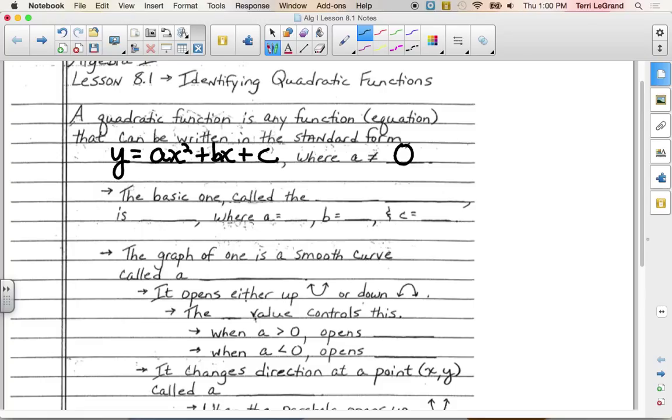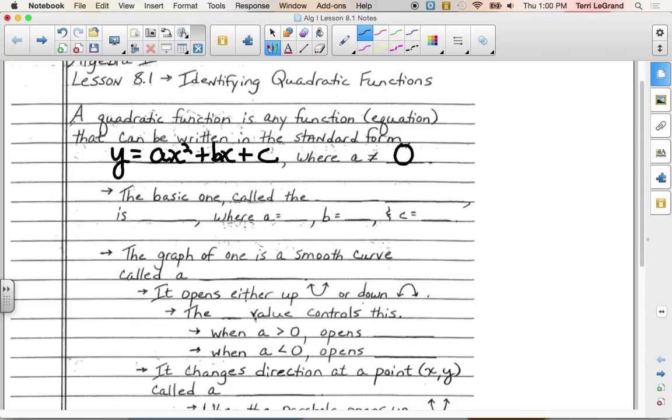I didn't make you SQ3R this one, so we have to do some thinking without, I'm going to guess most of you didn't read ahead. Why do you think a can equal 0, John? Because anything times 0 is 0. Okay, so if we took an x squared times 0, we would get 0, John says. Well, if you have 0 plus bx plus c, what do you have? Bx plus c.